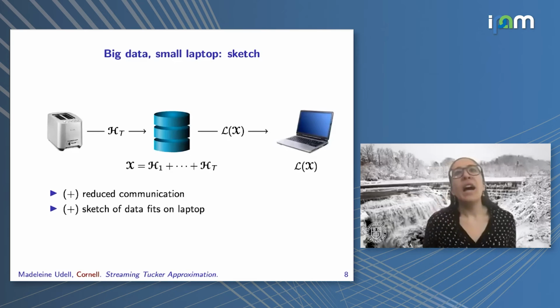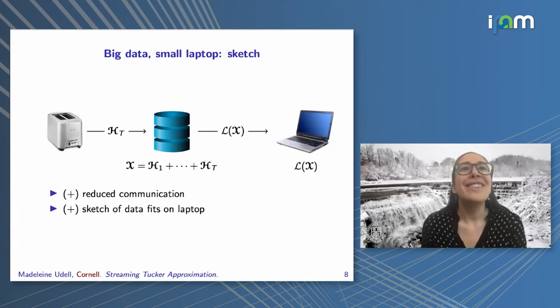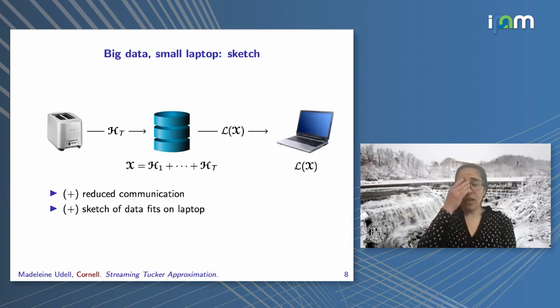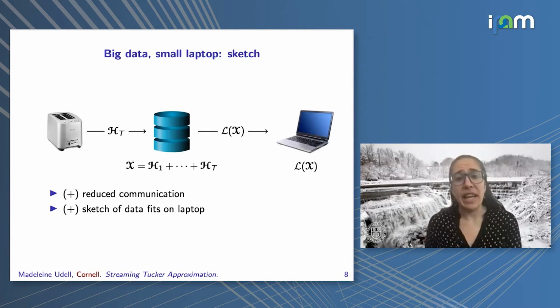Okay, so how would that help in these computational settings I outlined before, right? You're seeing one slice of the tensor at each time. You put all those into the database, then you can compute the sketch and transmit only the sketch to your computer and analyze just the sketch. Okay, so that way you're only transmitting a small amount of data and you're only storing a small amount of data on your computer.